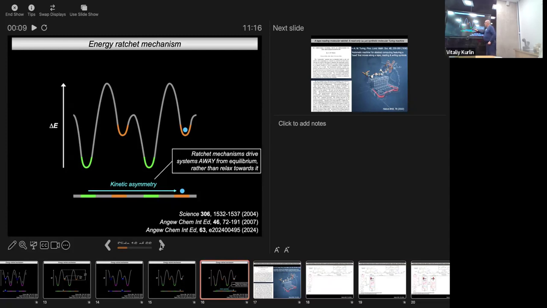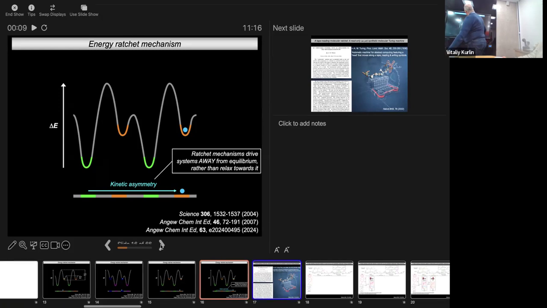And so this is sometimes referred to as kinetic asymmetry because it's just the stochastic motion of this particle, but it's being driven in a direction. This was the very first example we did 20 years ago, explaining this process in chemical terms, designing a motor that did that. And this is the latest review we've done in that area. This was an earlier one.